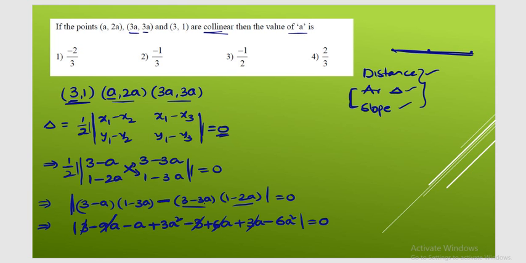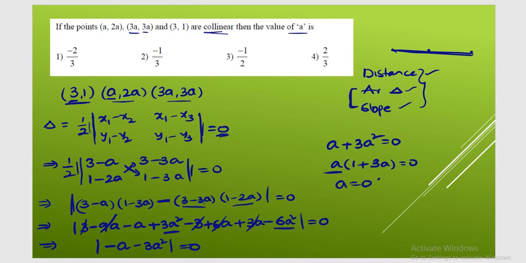So finally what I am left with? I am left with modulus of minus a, 3a square minus 6a square. So 3a square minus 6a square gives me minus 3a square is equal to 0. Now since it is modulus, we can directly write it as a plus 3a square is equal to 0. So if I take a as common, 1 plus 3a is equal to 0. Either a is equal to 0 or a is equal to minus 1 by 3.